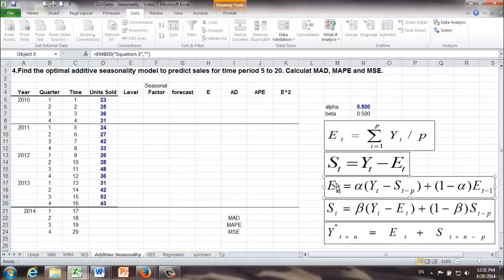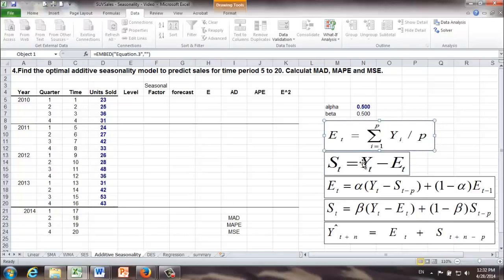If you look at the formulas for calculating the level E and the seasonal factor S, we see things like subscript T minus P. For example, if we want to calculate the base level of time period 1, T minus P will be what? 1 minus 4, which is negative 3. It cannot be done, right? And that's why we have the first 2 formulas for initialization.